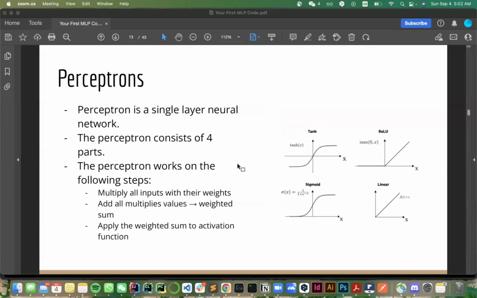For the activation function, you can think of it as a way to squash values. For example, you may have a weighted sum in the range of negative 10,000 to 10,000, and if you apply sigmoid, it will squash it to 0 to 1. More importantly, the activation function adds non-linearity into our MLP network. If we only use a linear function here, the whole network will become a linear regression.